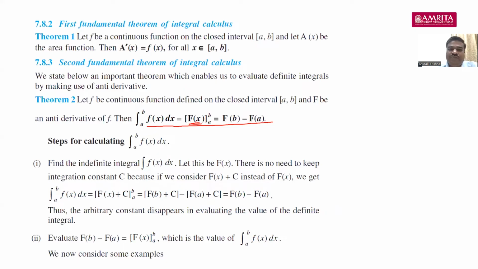And that is equal to this function value: we will substitute the upper limit in capital F, minus, we'll substitute the lower limit in capital F. That means capital F of b minus capital F of a. So that is the way we will compute. And finally, you'll get the final answer as F of b minus F of a.